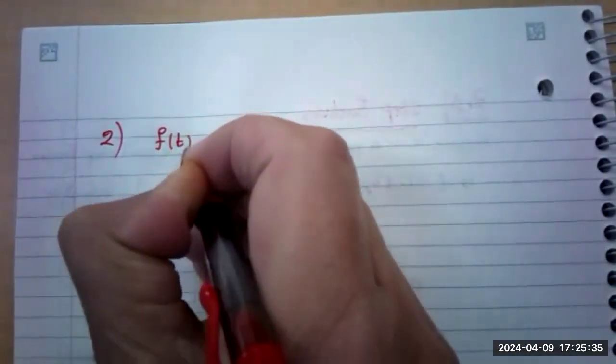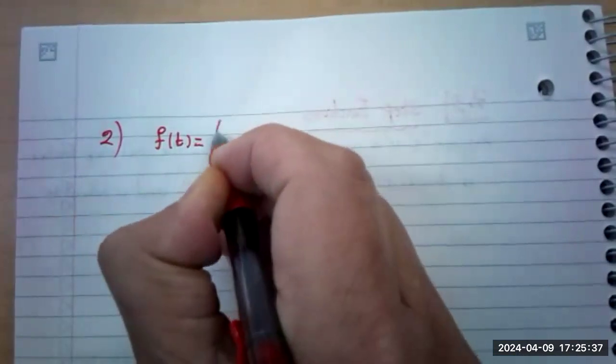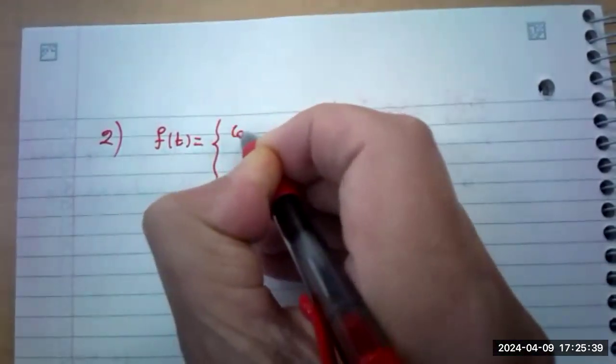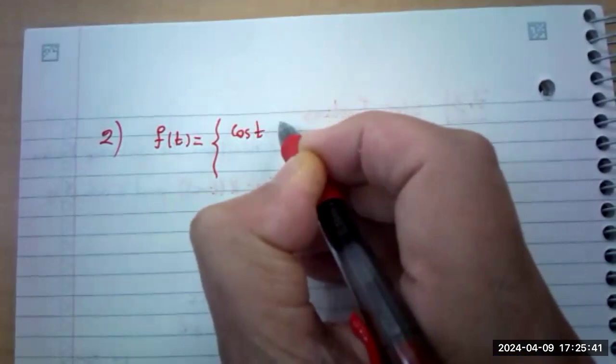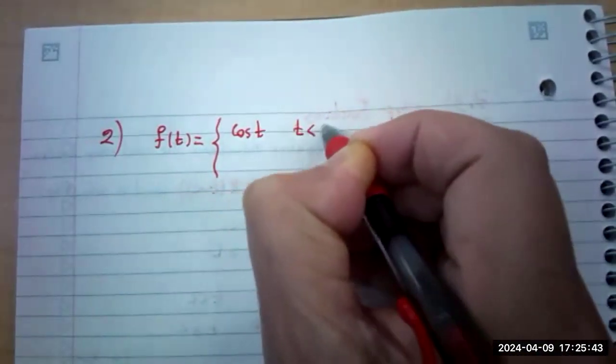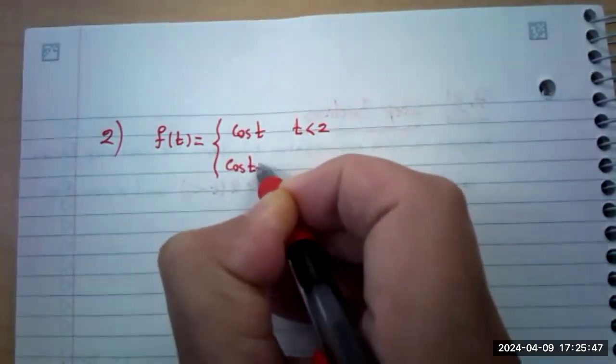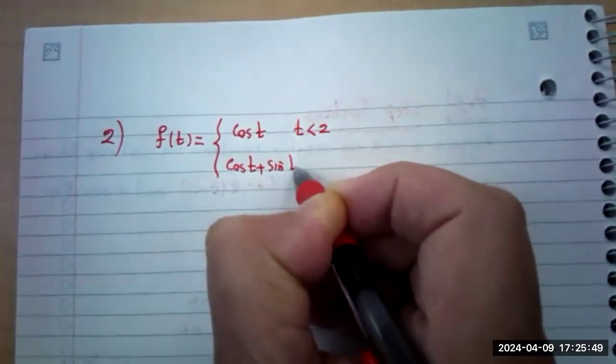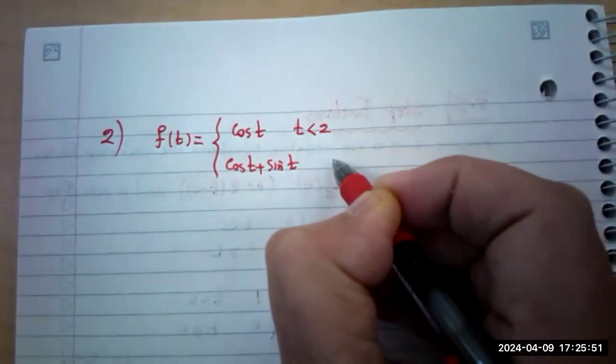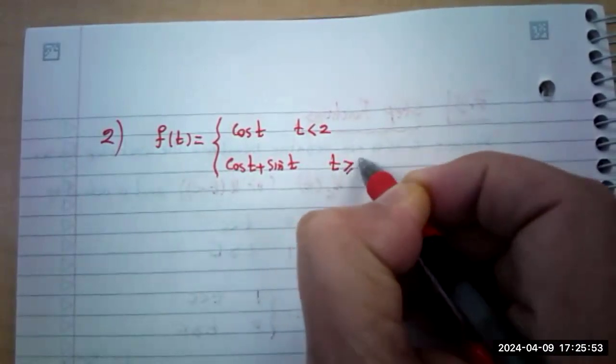You know these type of operations. So the next one is going to be, how about this function? I have f of t equal to cosine of t when t is less than 2, and then this is going to be cosine of t plus sine of t when t is greater than or equal to 2.